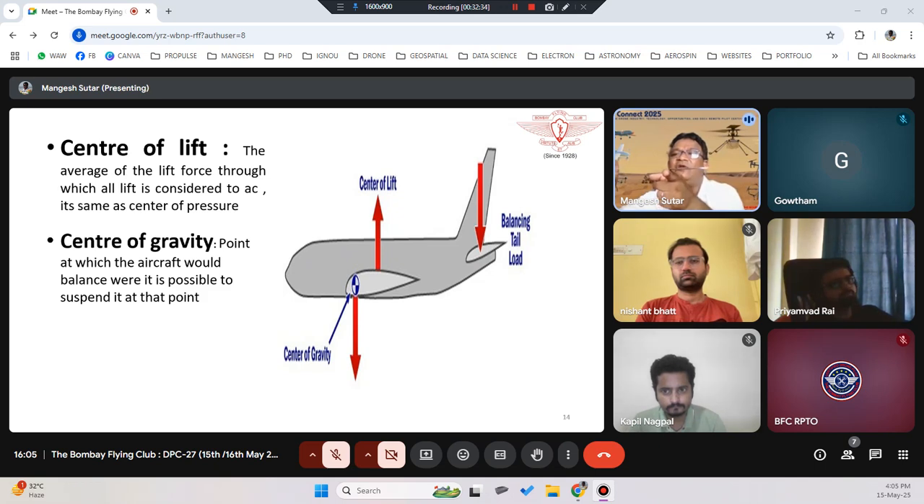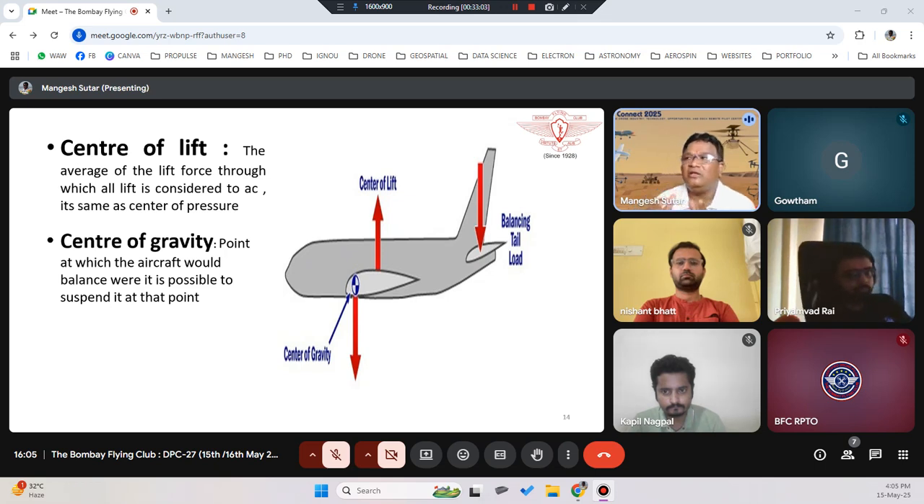So wherever I try to balance it, that is called the center of gravity. But center of lift can change. Ideally, your center of lift and center of gravity would be at the same point. But for having lift, your center of gravity always has to be a little bit ahead of your center of lift. Normally, that condition is called nose heavy.